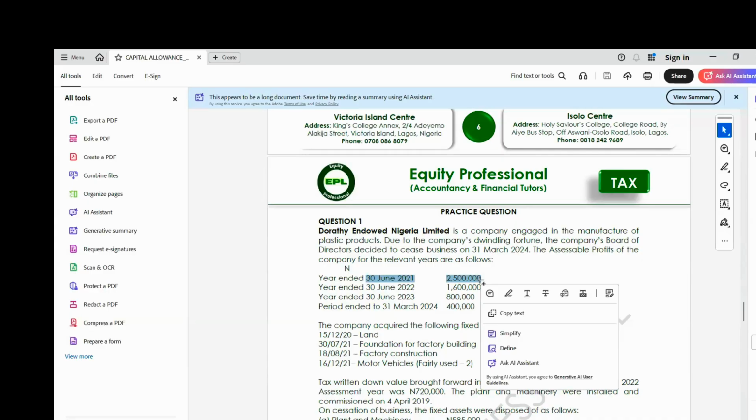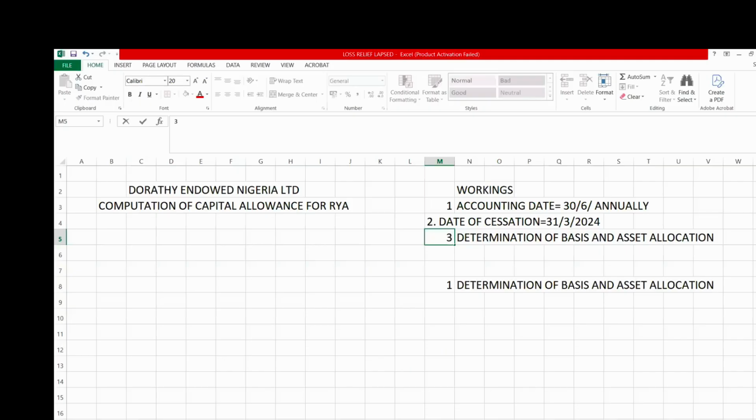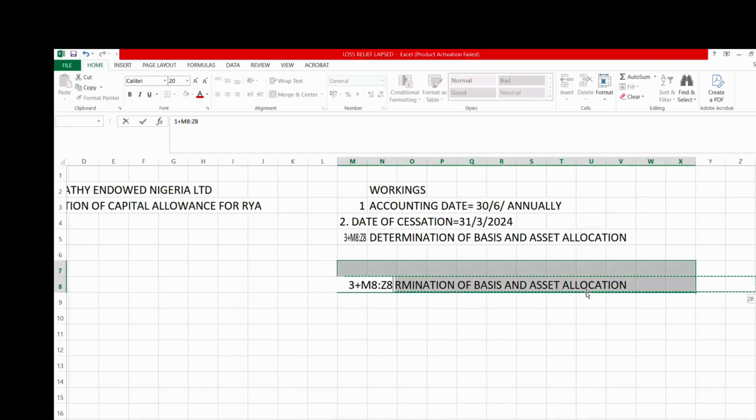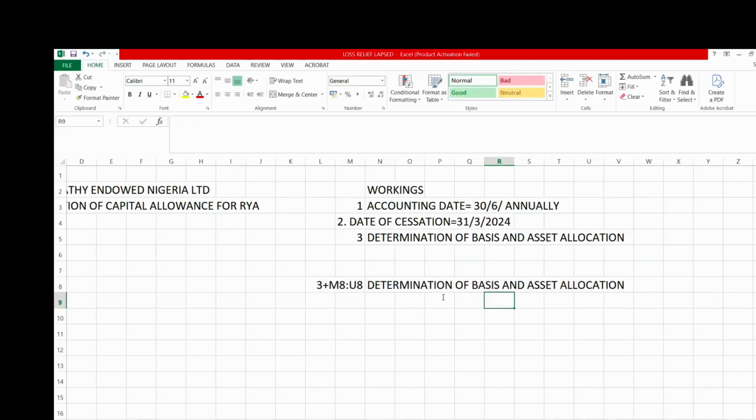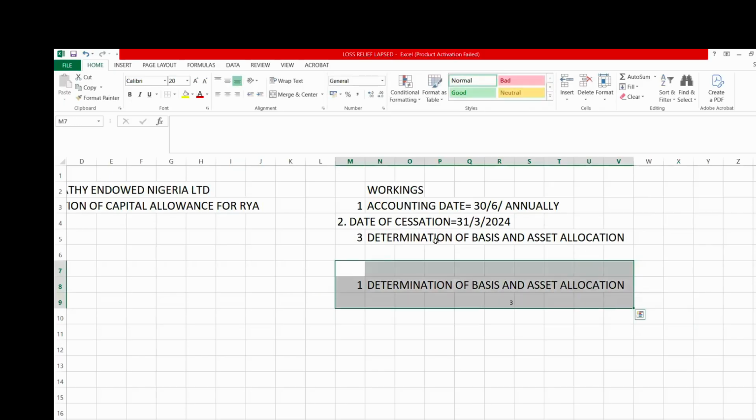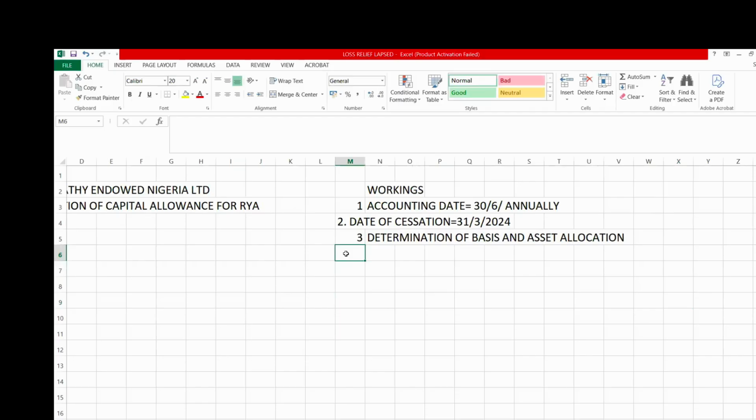What will be the year of assessment? Yeah, 2022. That is on what? On preceding year basis. So based on this information, the first year we are going to consider will be what? 2022 year of assessment. So the first year will be 2022. Then we have tax year.